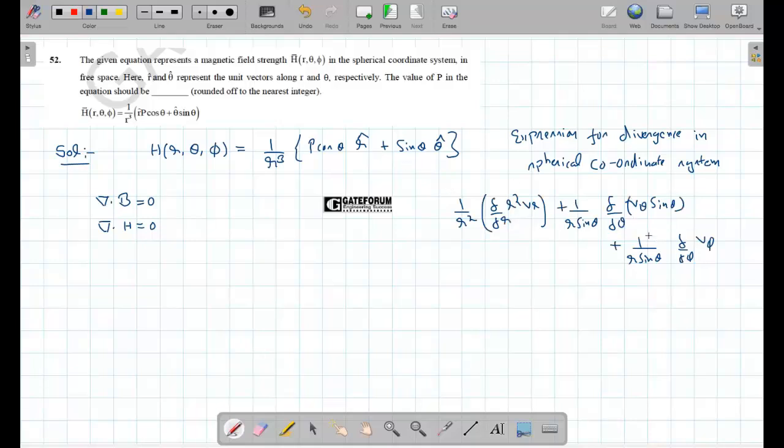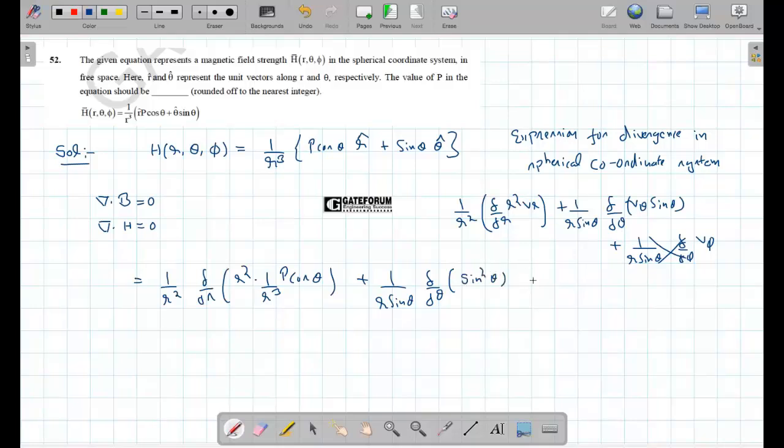Here, since V phi is not given, this component directly goes out. So Vr and V theta are given. Vr is p cos theta and V theta is sin theta. So let us substitute that. That will become 1 by r square del over del r of r square times 1 by r cube p cos theta. Plus 1 by r sin theta del over del theta of V theta sin theta, which will become sin square theta. This is equal to 0.